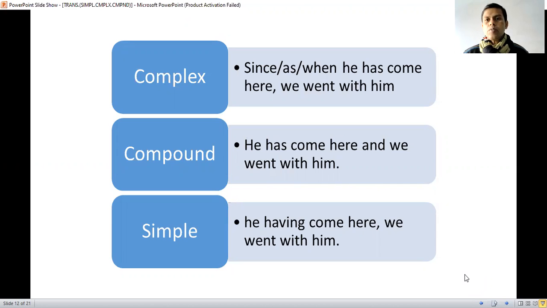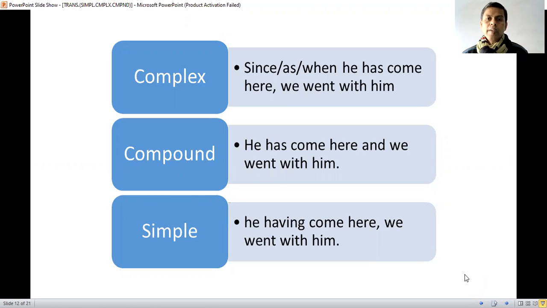When he has come here, we went with him. This is a complex sentence. So if we want to convert this sentence into compound form, then what will be the sentence?